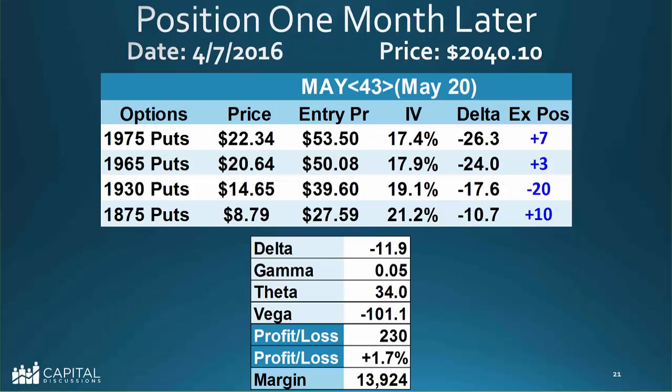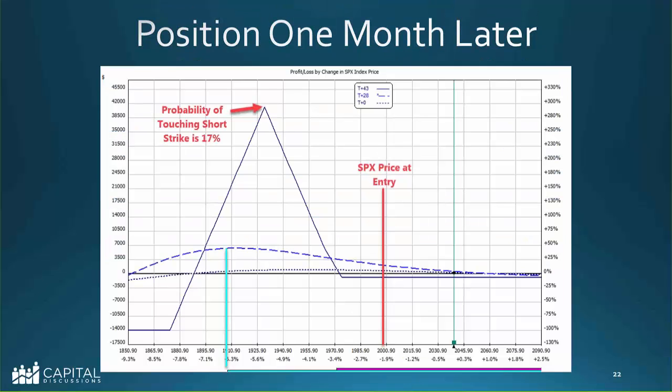So on this trade, let's just fast forward a month. Not too much happened. The market went up about 42 points or so, and the trade was up about $230, or 1.7%. And it looks like this.